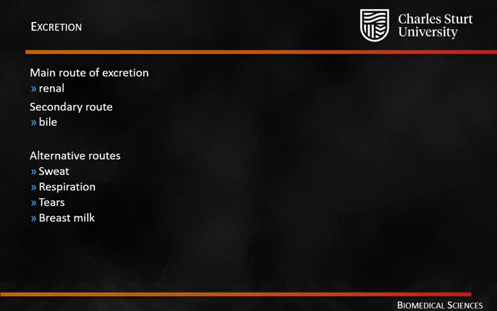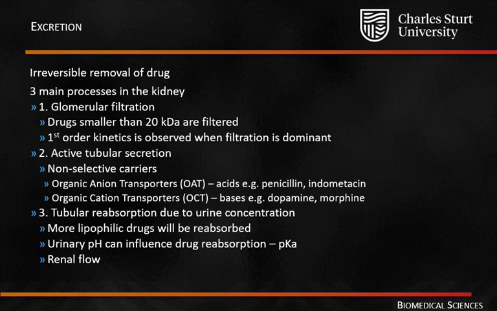So it can go out through sweat and perspiration, or whichever one you like. Respiration, so particularly gas anesthetics will go out via respiration. Alcohol or ethanol is another example of a drug that will come out through the respiration, which is why we have random breath testing. It can also come out through tears, and it's also possible to come out through breast milk as well, which can affect the child that is ingesting the breast milk. So as mentioned previously, excretion is the irreversible removal of drug from the body.